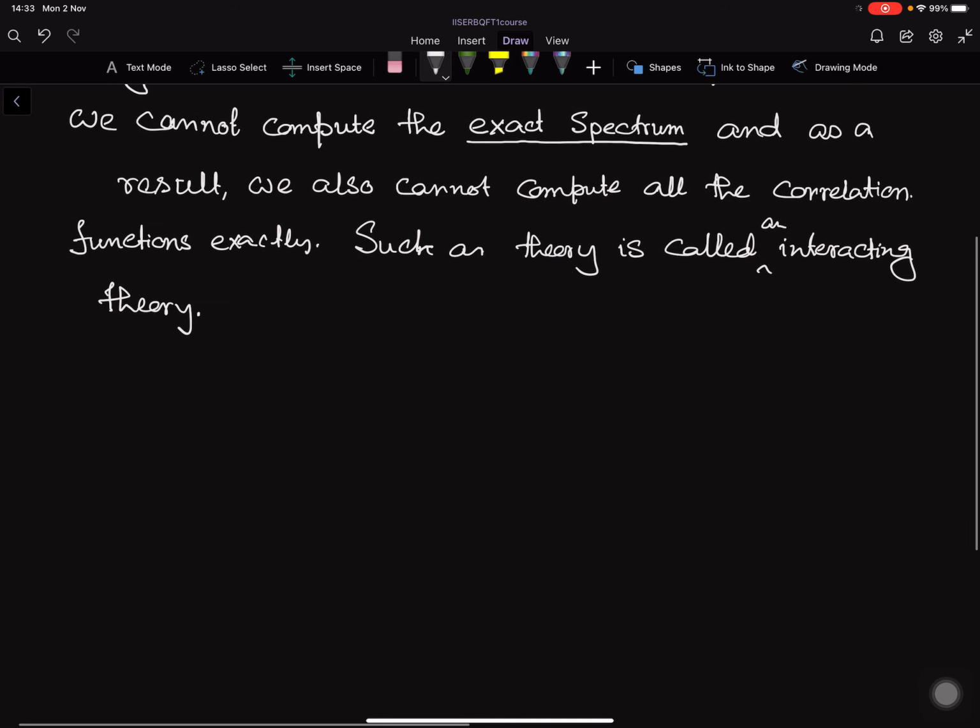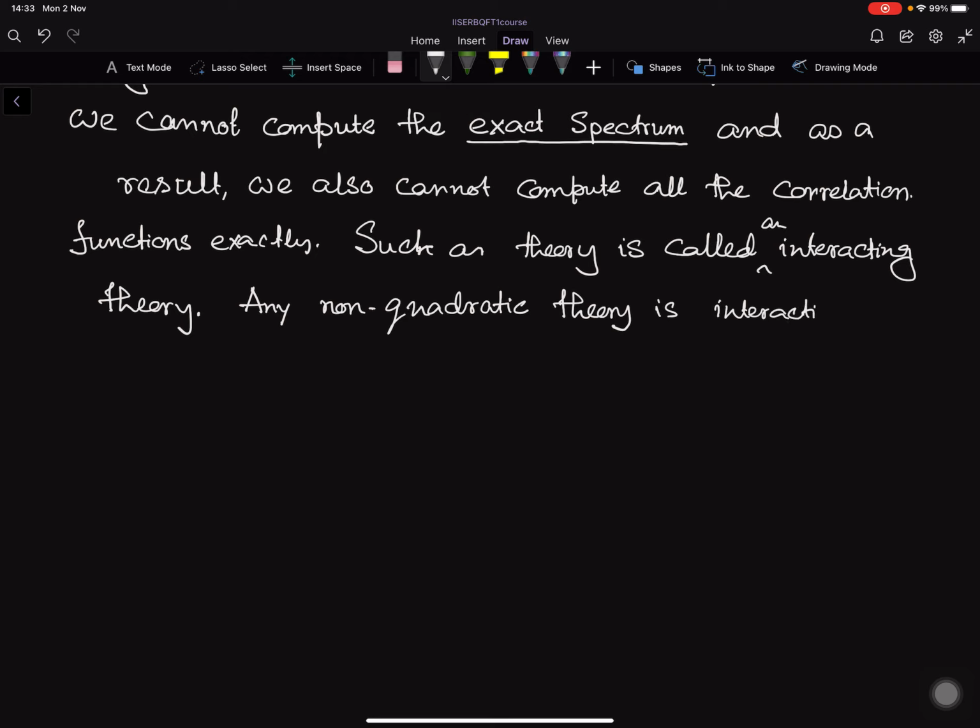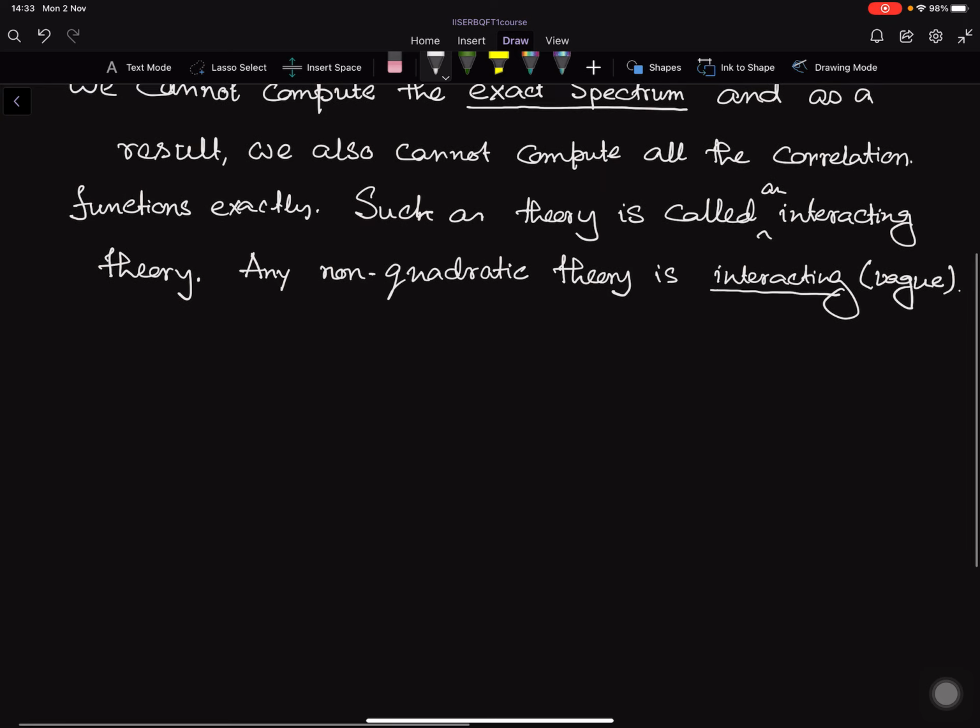Okay. So in general, any non-quadratic theory is interacting. Again, this is a vague definition. We will make it precise soon, but let's at least go ahead with this definition for the next 2-3 lectures. So what will be a good example?